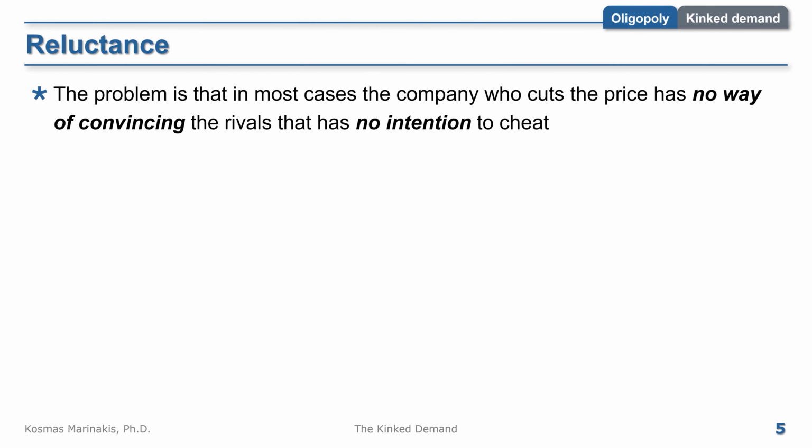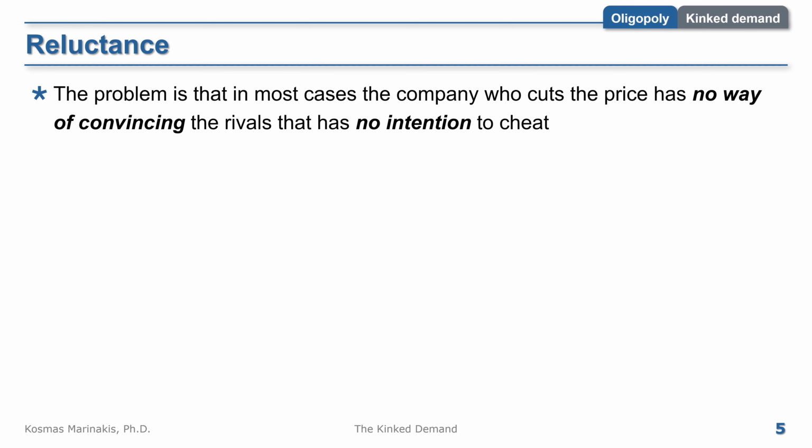Of course, the rival who cuts the price will definitely want to explain to others that he has no intention of cheating, that the conditions have changed, that he is always honest, especially when it comes to respecting illegal agreements of price fixing, that he swears to God that he did not mean to start a price war, and all this. The problem is that this is exactly what a cheater would also say.